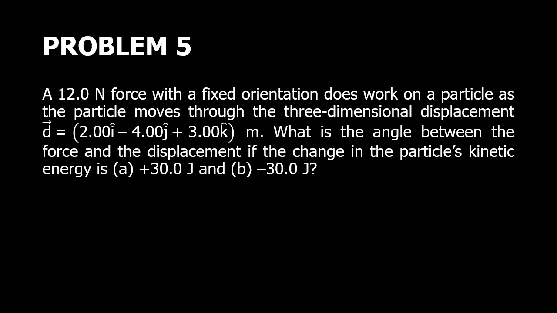Next, on problem number 5: a 12.0 Newton force with a fixed orientation does work on a particle as the particle moves through the three-dimensional displacement, such as a displacement of 2.00 i minus 4.00 j plus 3.00 k meters. What is the angle between the force and the displacement if the change in the particle's kinetic energy is (a) positive 30 joules, and (b) negative 30 joules? To be able to solve it.